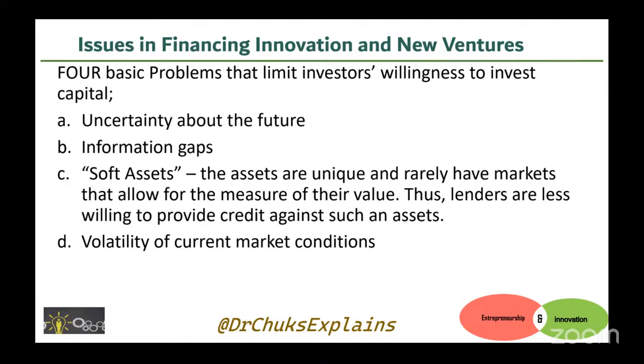Number two is information gap. You may have a wonderful product. You may even have a wonderful way of executing and selling it. But once you can't pass that information clearly to your investors, they are always unwilling to invest in such an innovation. Number three is soft assets. What do we mean by that? It simply means that the assets are unique and rarely have markets that allow for the measure of their value. So lenders are less willing to provide credit against such an asset.